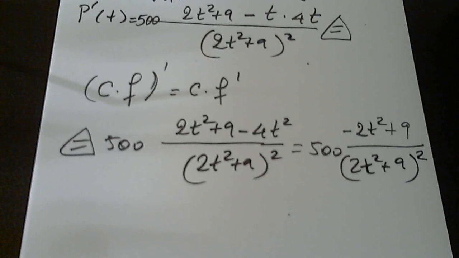Find the growth rate. Then they want us to do this. Find the population after 2 years, find the growth rate after 2 years, find the population after 12 years, find the growth rate after 12 years.